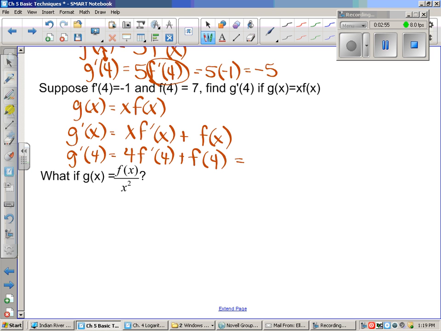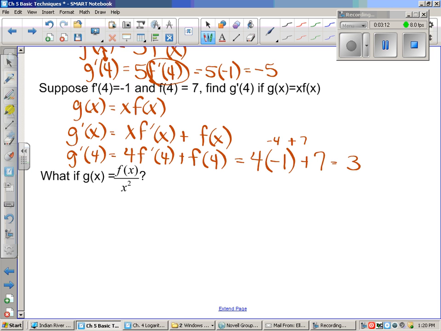And so now, to fill in this information, what we have is 4 times f prime of 4, as you see above, is -1, plus f of 4, which it says is 7. So again, let's just do that math. That'd be -4 plus 7, and so therefore that's 3. Your answer to that is 3.